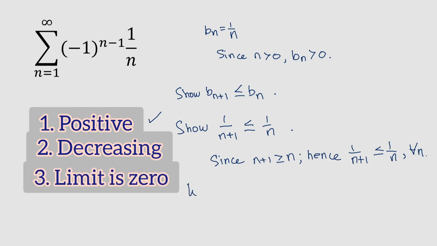And the last one, we need to show that the limit is 0. So we write limit of 1 over n as n approaches infinity. Well, this is in fact equal to 0. We don't need to make a lot of arguments because this has been established already. So we now make a conclusion that the series is convergent. Yay! So we're done with the alternating series test.